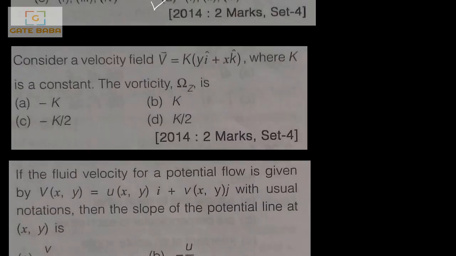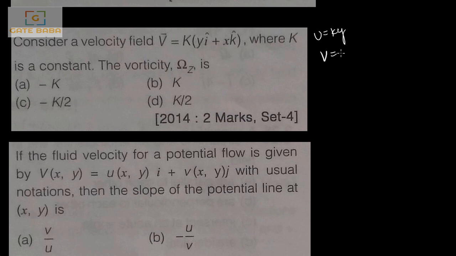And the next question is, consider a velocity field V where U equals ky, V equals 0 because there is no J component, and W equals kx. Don't go in a hurry. If you do, you will make the mistake of taking kx as V. Please observe carefully, it is not a flow in the I and J plane, since only I bar and K bar are there. You might take it as V, but here V is 0 because there is no component of J bar. And W is kx.